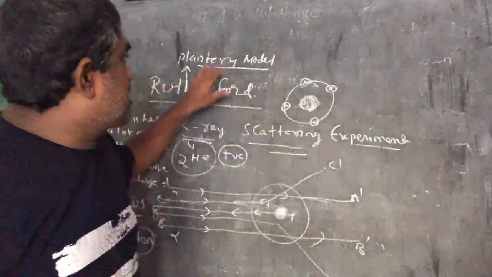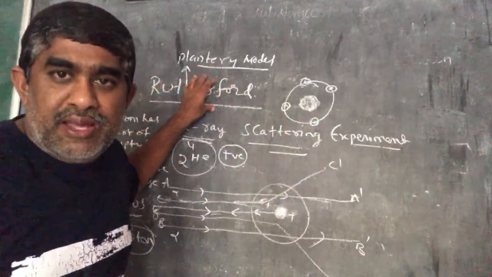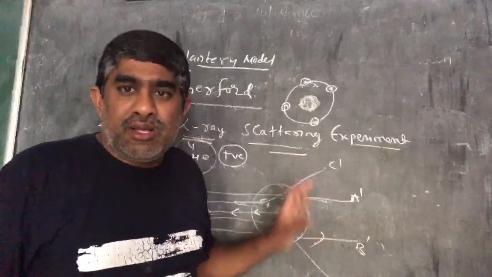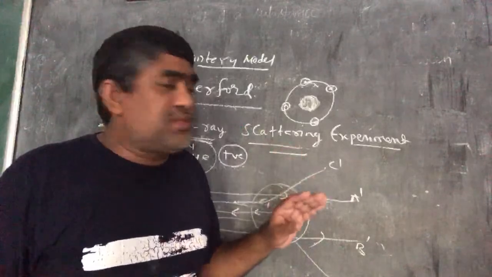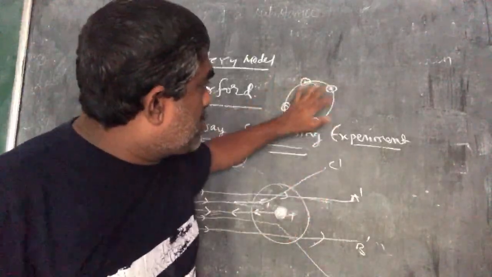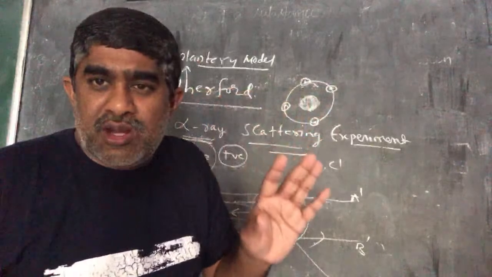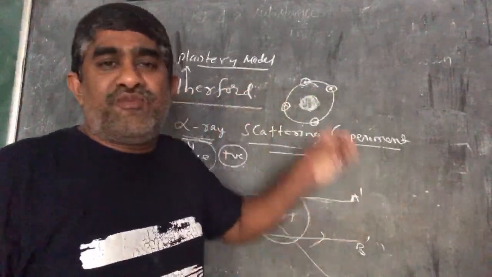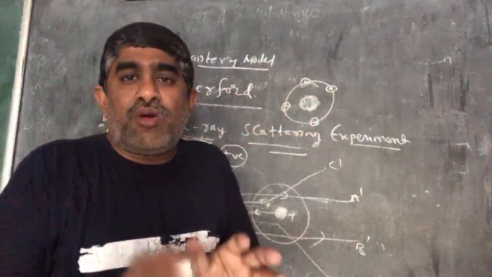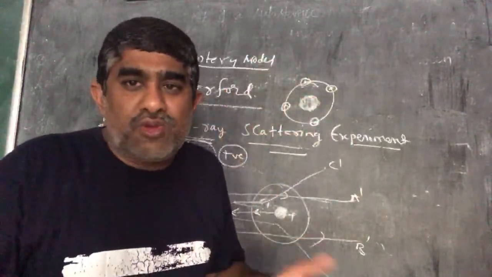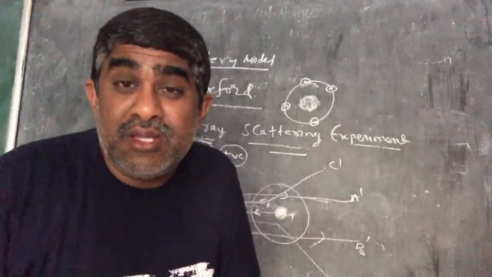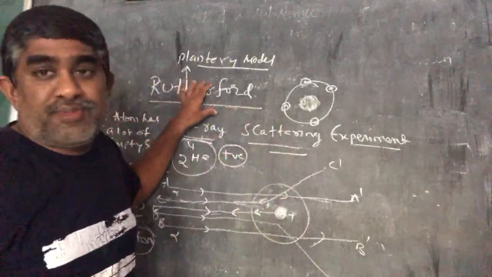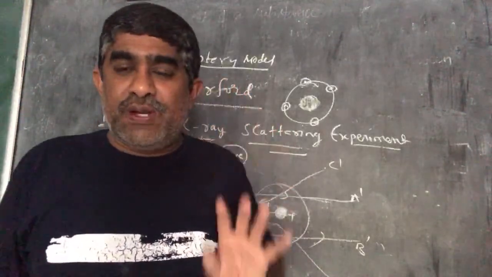Who could not explain? Rutherford. So his model has failed. Why? Because when electrons revolve around the charged particle, at some point of time they have to lose energy. When they lose energy, they have to fall on the nucleus and the nucleus should collapse. But it is not happening. Atom is stable. So this was not explained by Rutherford. That is a drawback of Rutherford.